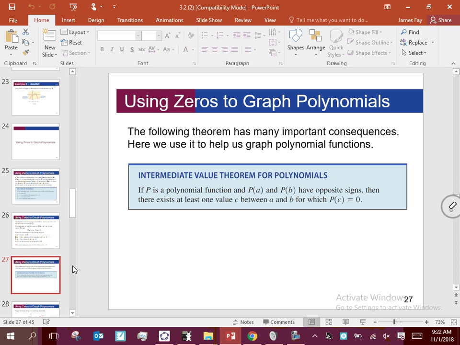Okay? So the intermediate value theorem for polynomials says if P is a polynomial function and P of A and P of B have opposite signs. Okay? Now P of A is simply just an x value. Some value on the x-axis that you've taken and you've plugged into your polynomial and you've evaluated. Okay? B is another x that is not A, different. And you've plugged it into your polynomial, you've evaluated.